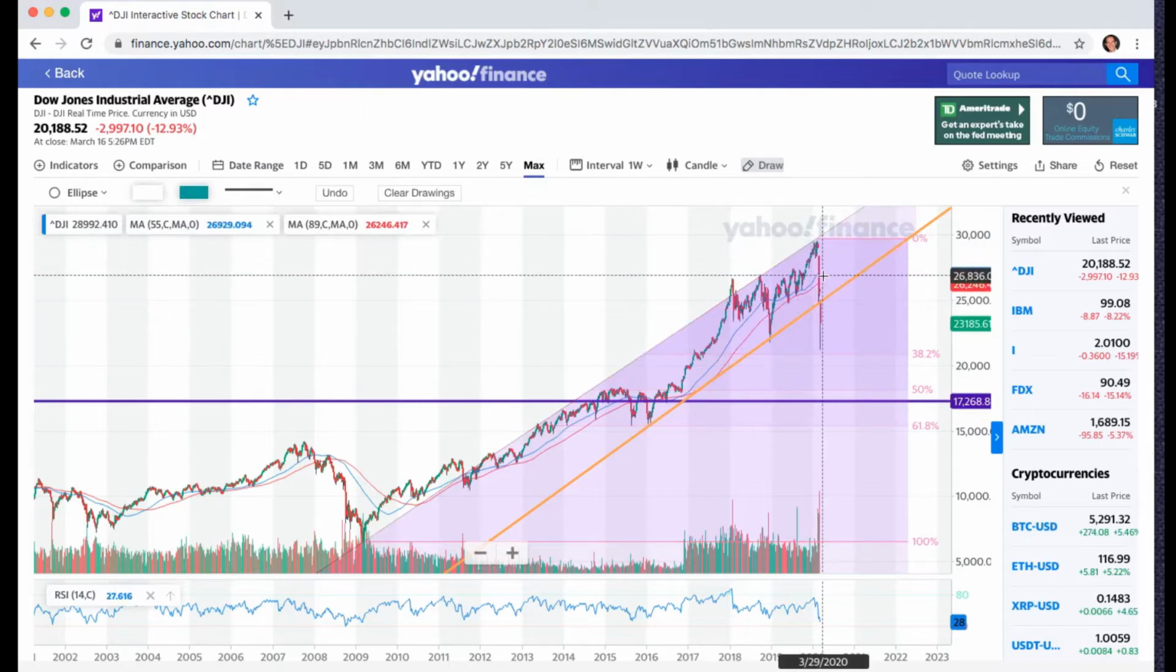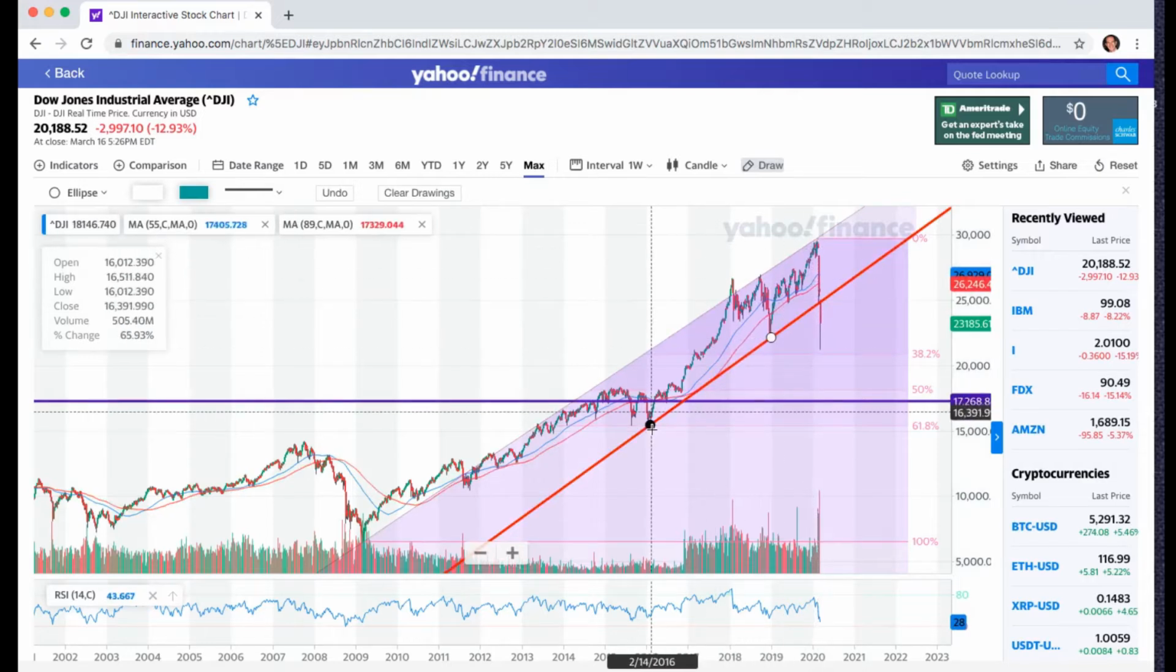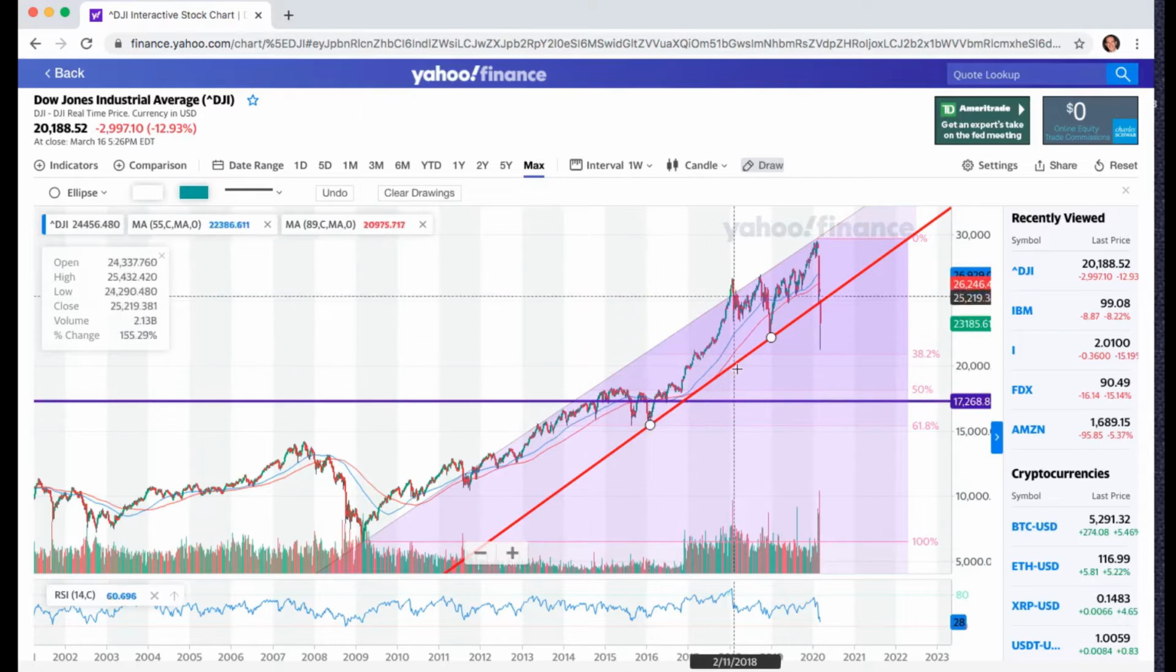We have some indicators here. We have a standard moving average of 55 and a standard moving average of 89. We also have a basic trend line drawn from this support here of 2016, that's January 24th, 2016, up to a support point here of December 23rd, 2018.